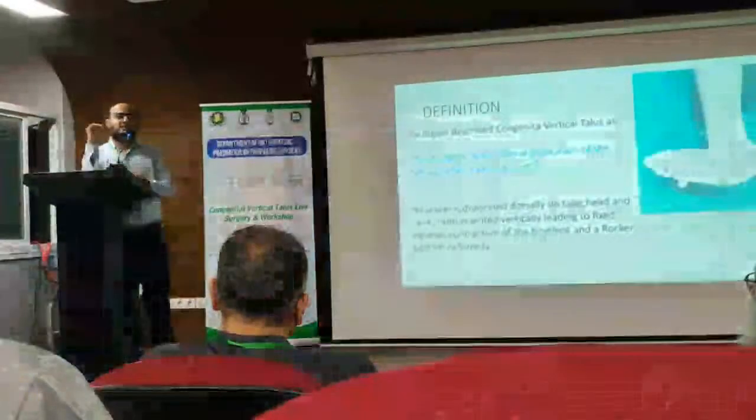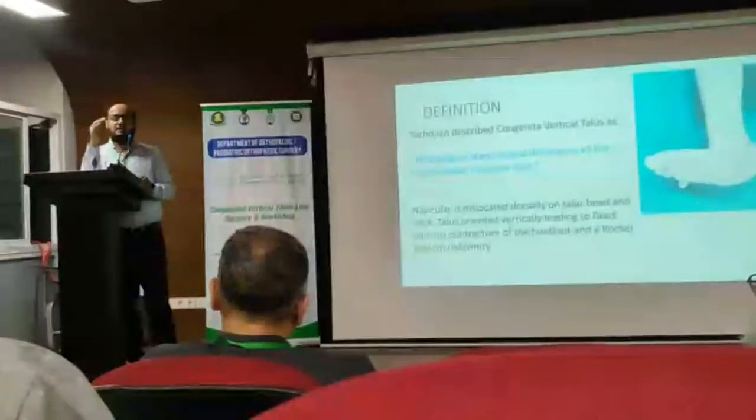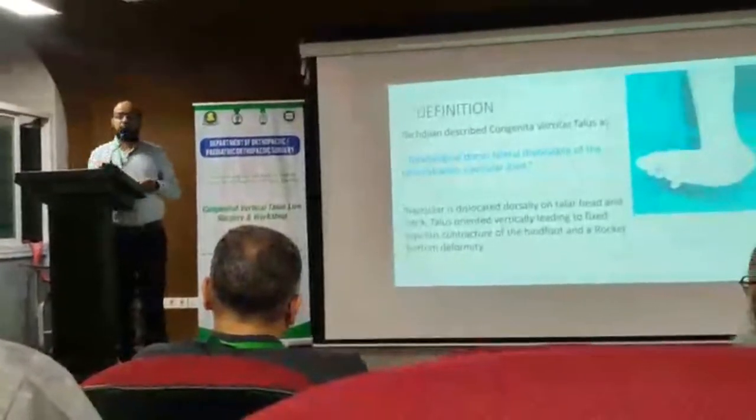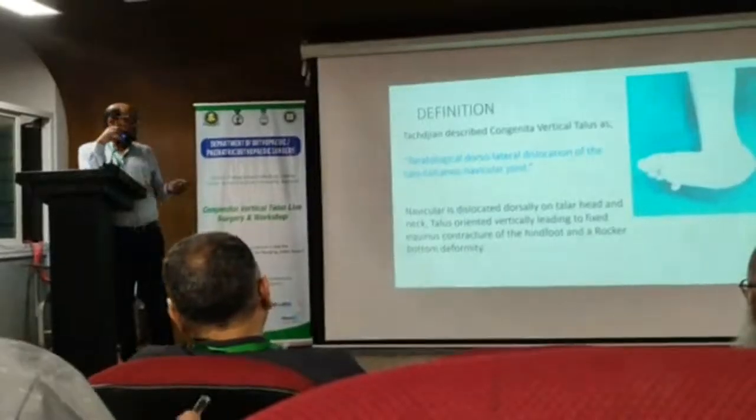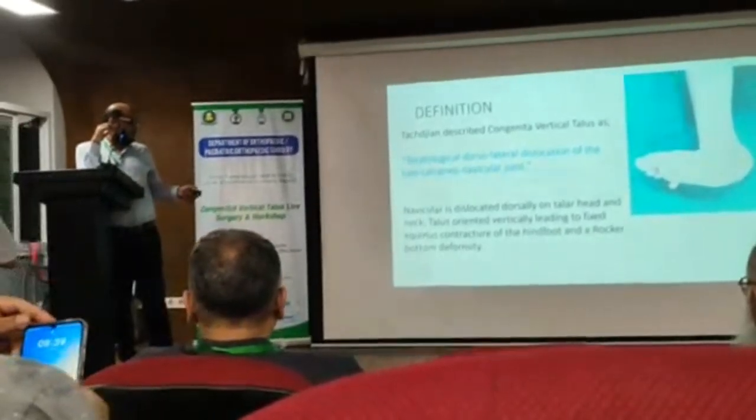So first of all, the definition of vertical talus. Can everybody tell me what is vertical talus? It is the navicular displaced dorsally, and the head of the talus is located medially and is vertical. So it is non-articulating, and the navicular is displaced dorsally on the talus head and neck, with the talus vertical, leading to equinus of the foot, and then contracture of the tendons leads to deformity of the foot.